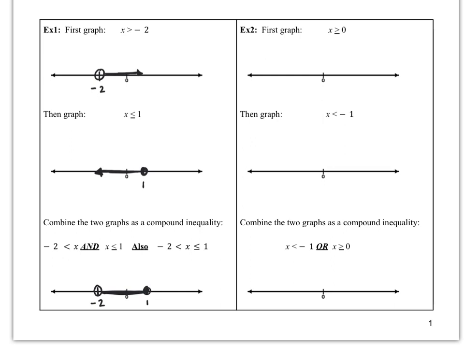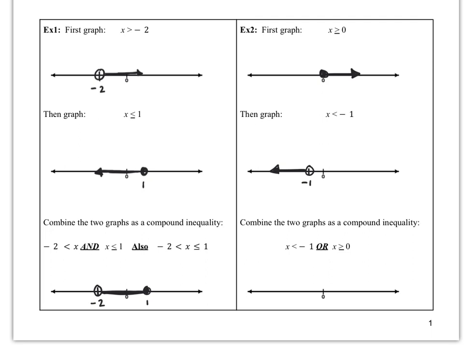For an or, we can do the same thing. So I can start with x is greater than or equal to 0. I would put a closed circle at 0, my arrow going to my right. So this is showing that x can be 0 and up. For x is less than negative 1, I would start at negative 1. I would put an open circle, and my arrow would go to the left. So this is showing that x can be anything that's less than negative 1.